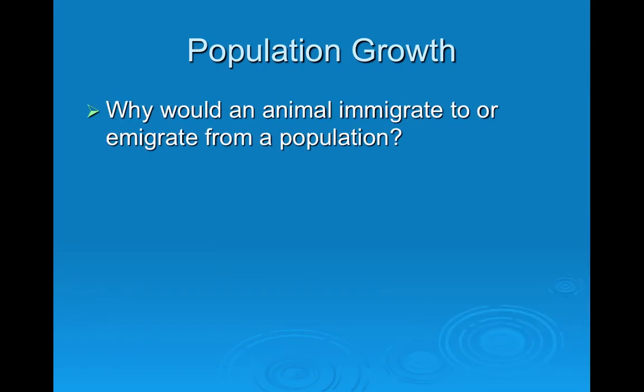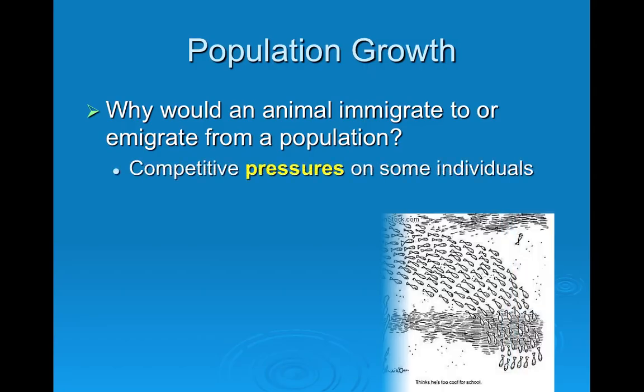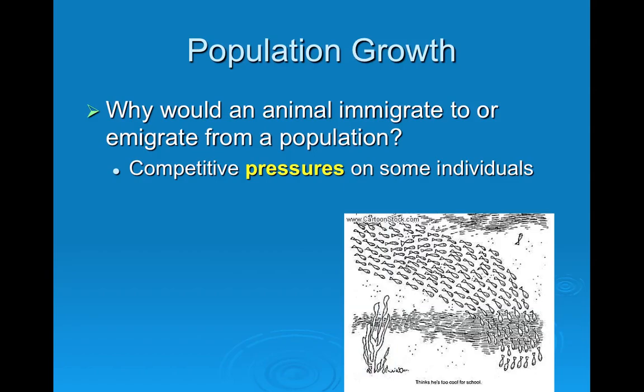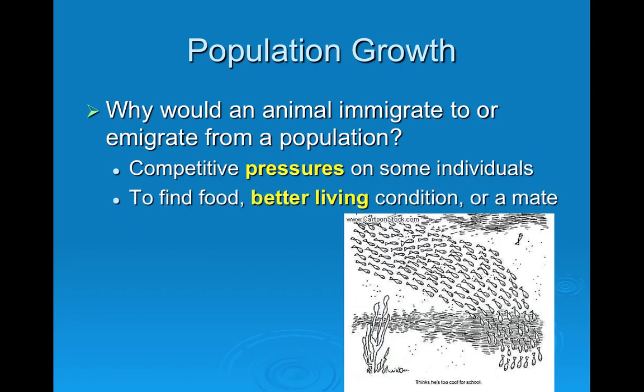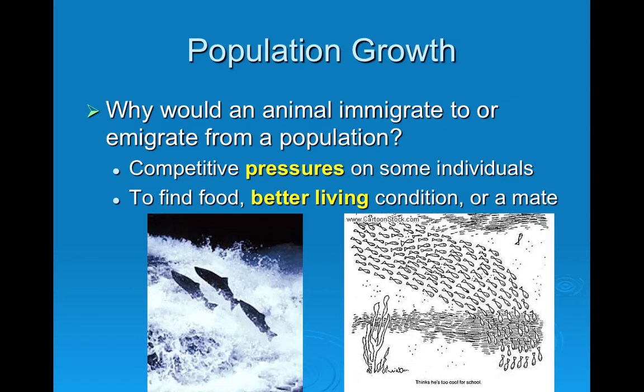So why would an animal immigrate to or emigrate from a population? Well, first of all, you can have competitive pressures on some individuals, and all individuals are competing over the same exact things. They're competing over food, they're competing over shelter, they're competing over mates, they're competing over lots of different things. And this is going to cause individuals to move.